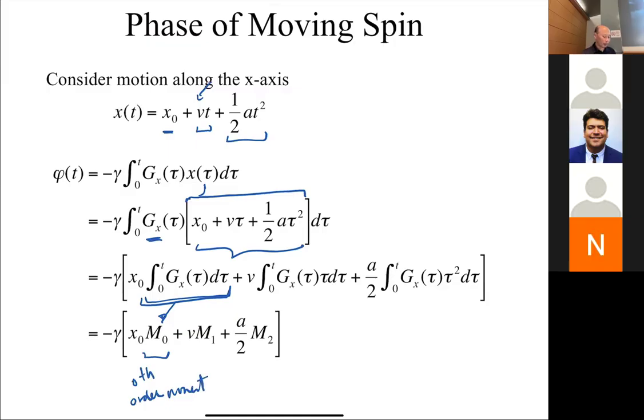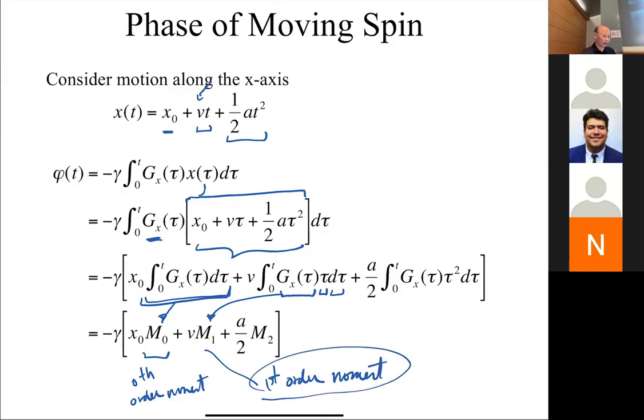And then the term we're going to really focus on here is the other term, the gradient times the time integral of that, and that gives us the first order moment. You've probably heard about first order moments in physics, and now we're looking at it in the context of MRI. What we're going to see is that the first order moment determines the phase, because the phase depends on gamma times the velocity times that first order moment. So that's what we really care about.